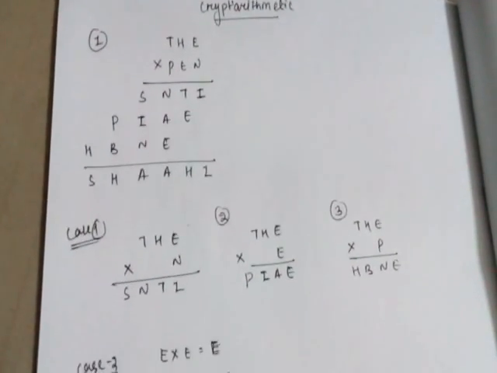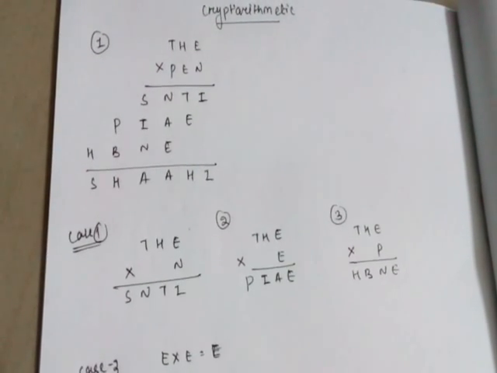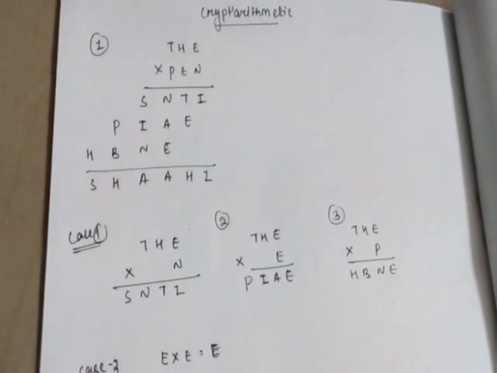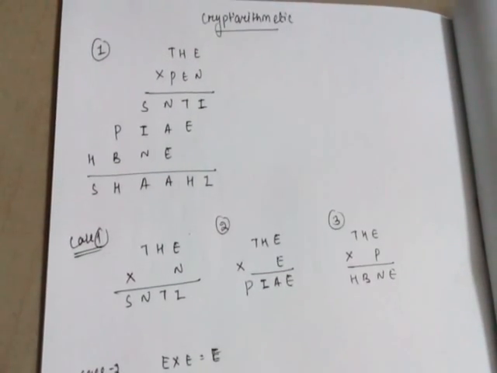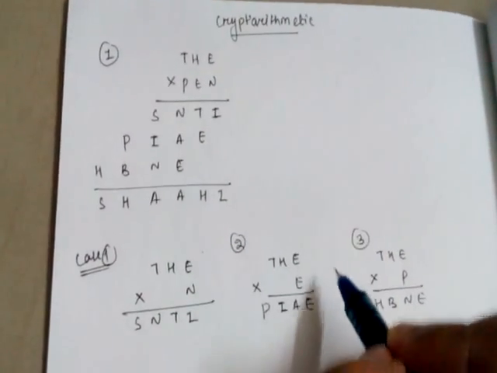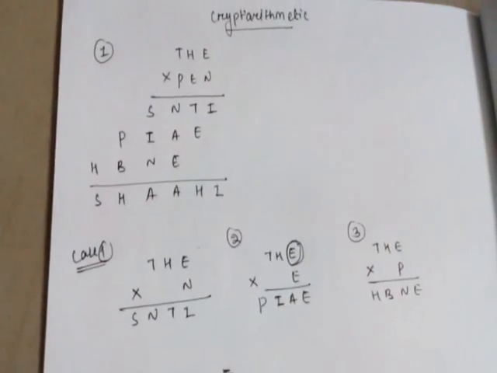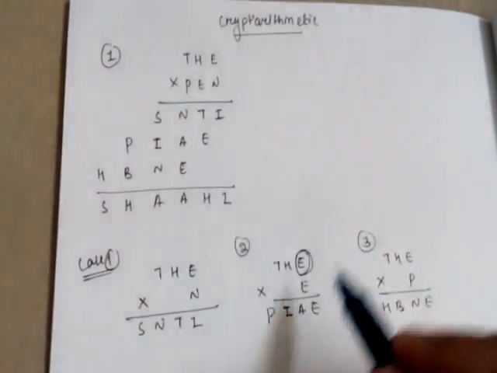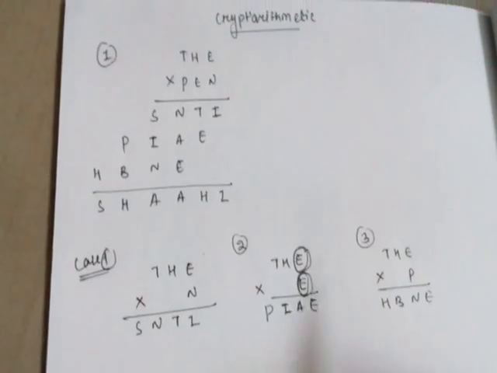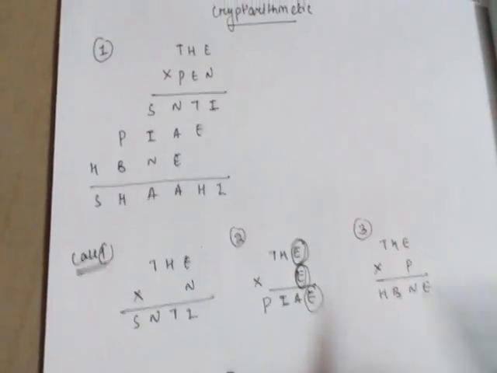So out of these three we have to choose one case. Which case is more helpful to us? Let's see, choose case 2. Why? Because here you can see in THE there is an E, and we multiply it into E and it gives the output also E.